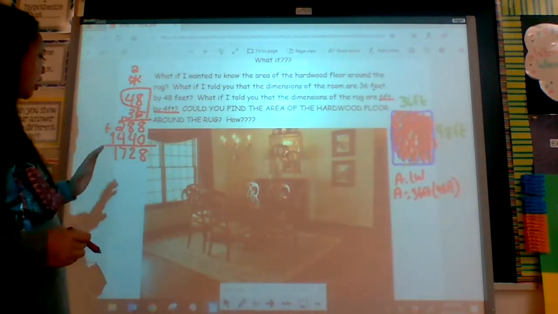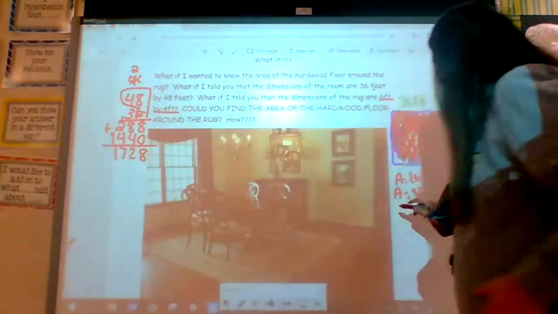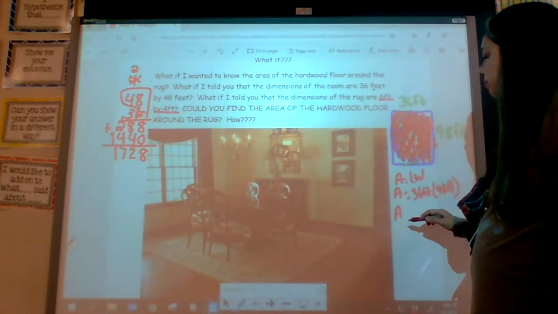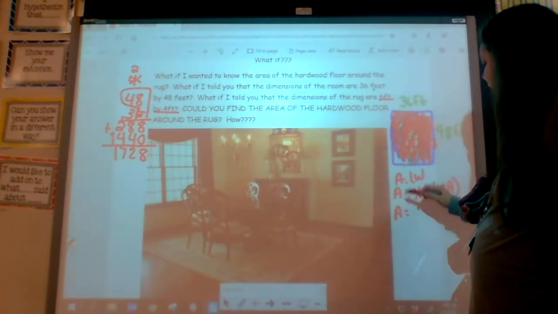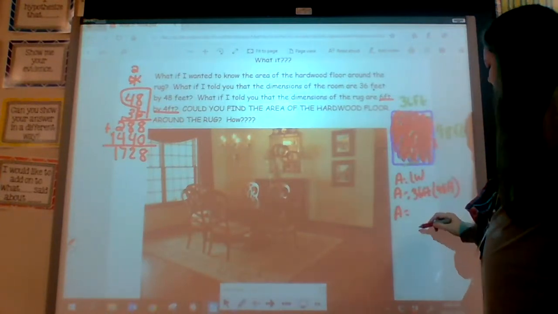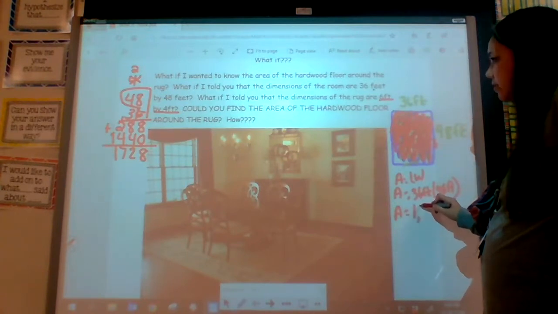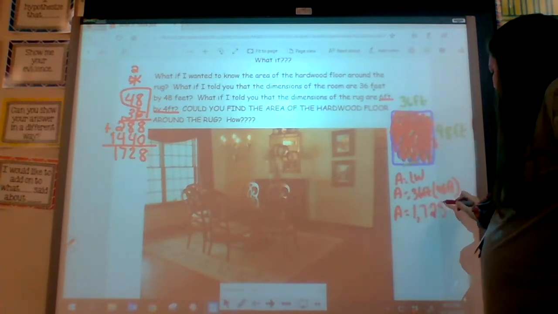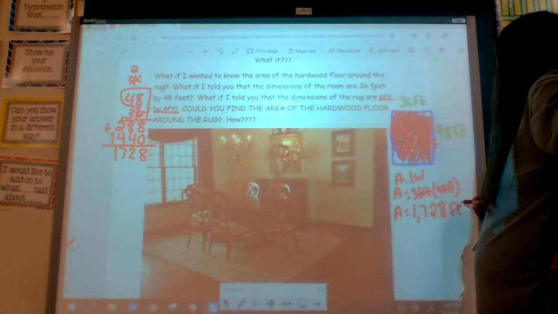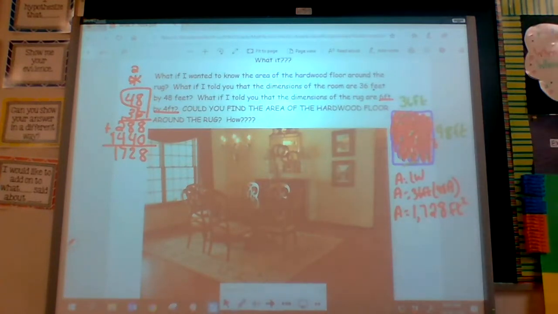And so I know that this entire space, including the rug within it, the whole area, is 1,728 feet squared. Okay?